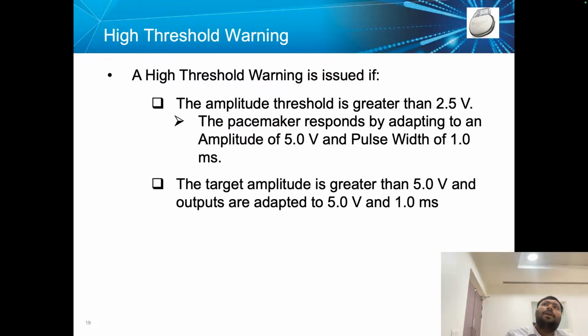And ultimately, what will happen? High threshold warning. For Medtronic devices, if any output goes above 2.5 volt, the device will automatically switch to 5 volt and a pulse width of 1 millisecond to ensure capture. So whenever we are interrogating again, we should re-verify things and optimize it, sir. Otherwise, it will stay at 5 at 1 only. So this will impact the battery.